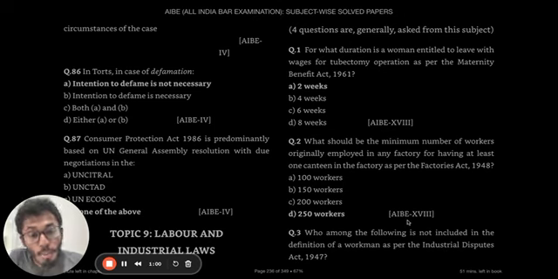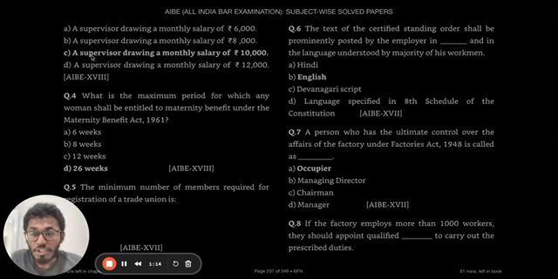Who among the following is not included in the definition of workmen as per the Industrial Disputes Act? Very, very important. Never forget this. Let's look at the definition. Any supervisor who is getting a salary of rupees 10,000, they are not considered as workmen.